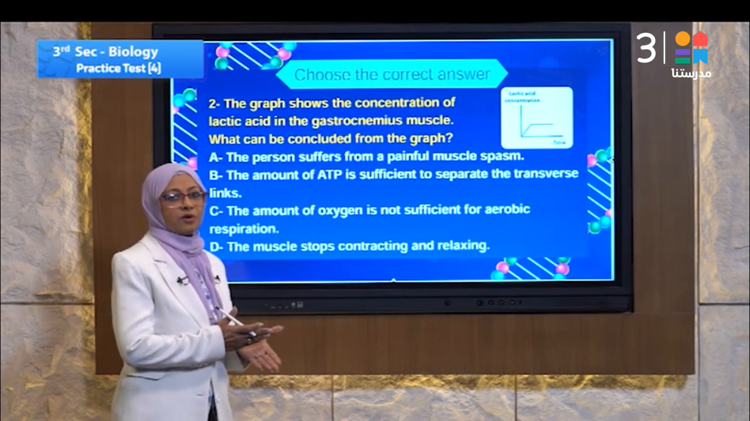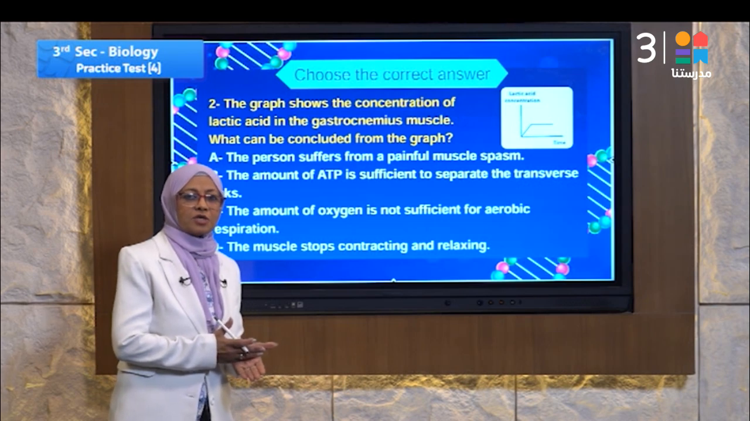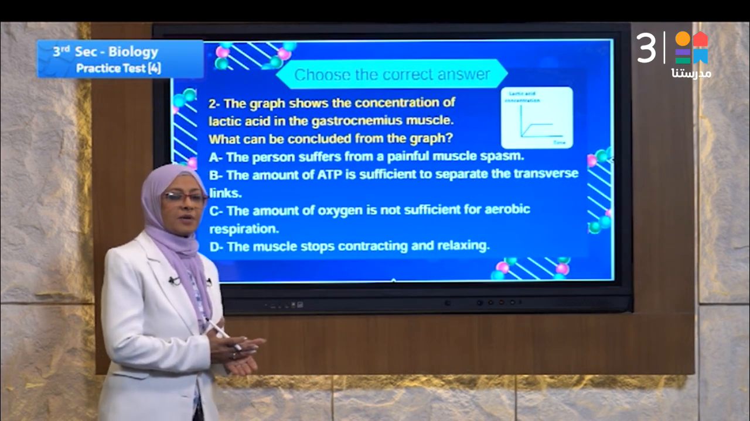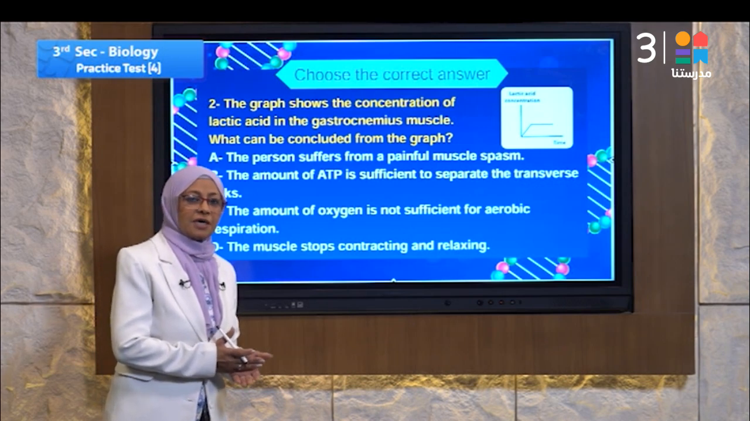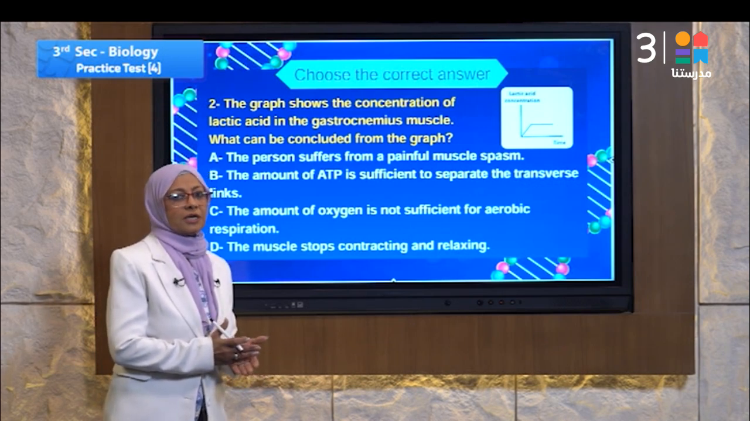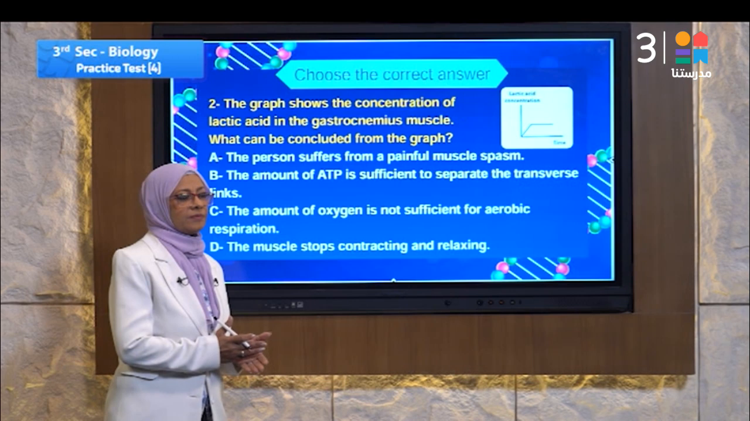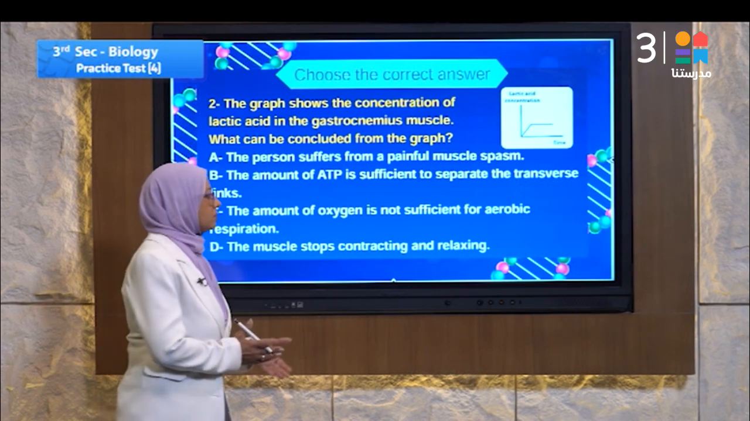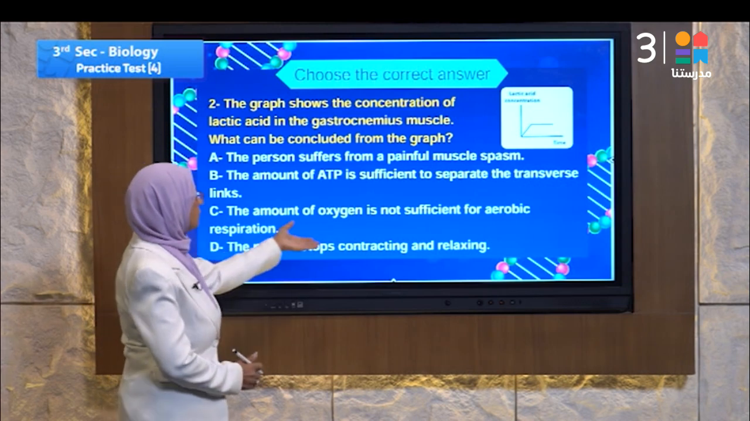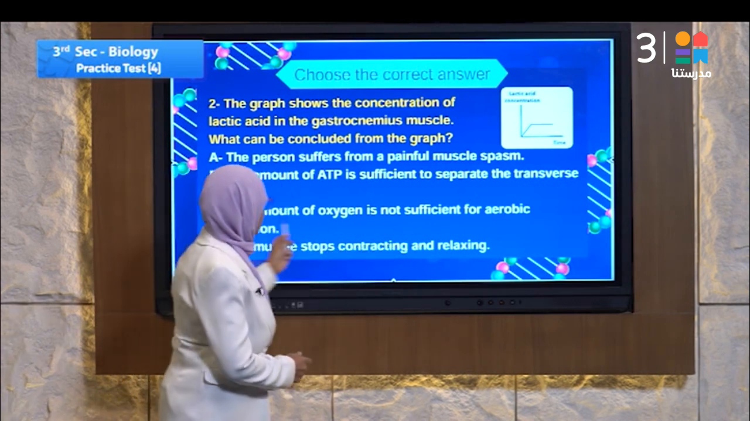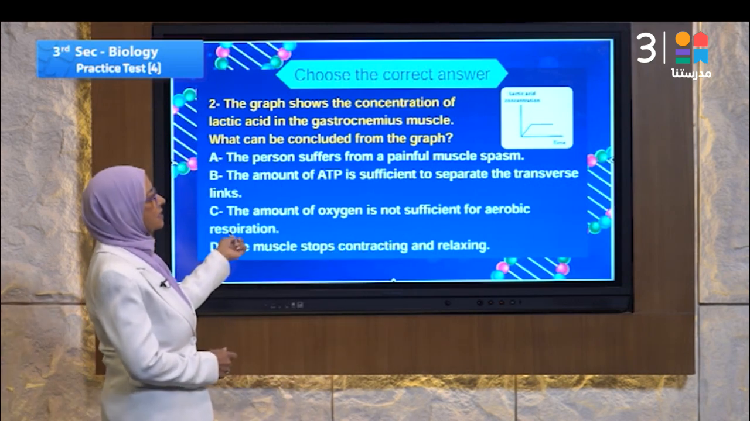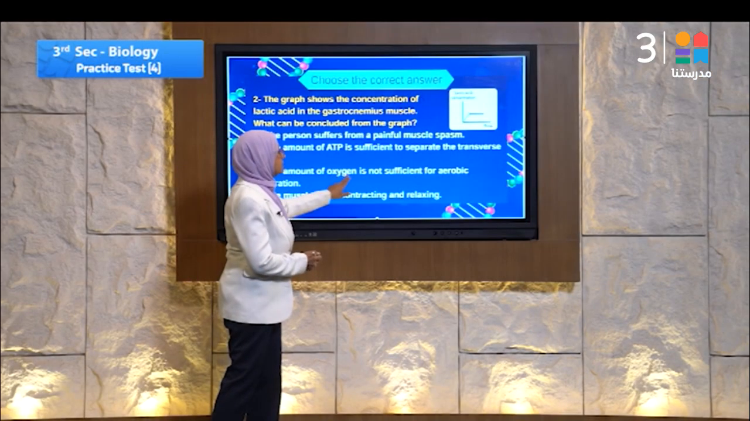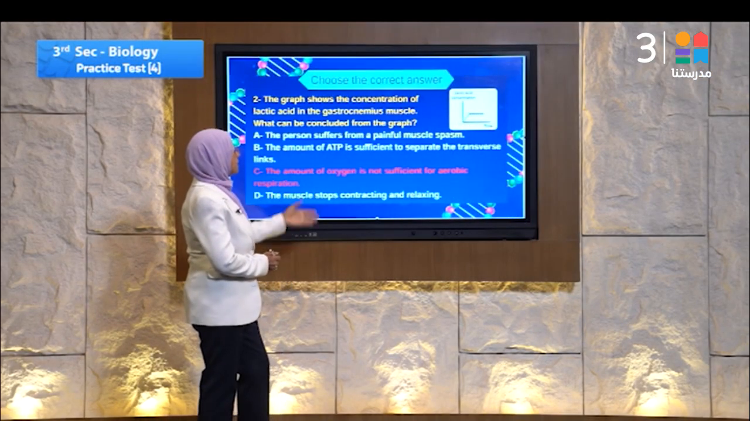There are 2 types of respiration. One of them is aerobic respiration and the other is anaerobic respiration. The aerobic respiration needs oxygen to complete, and the anaerobic respiration contains more oxygen to go. So the answer must be C. The amount of oxygen is not sufficient for aerobic respiration. That means the increase of the concentration of lactic acid. So the answer must be number C.